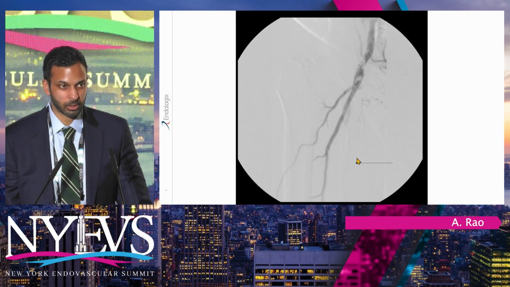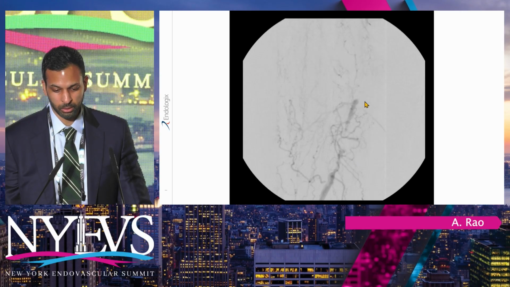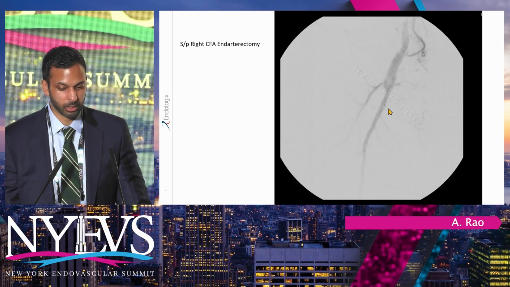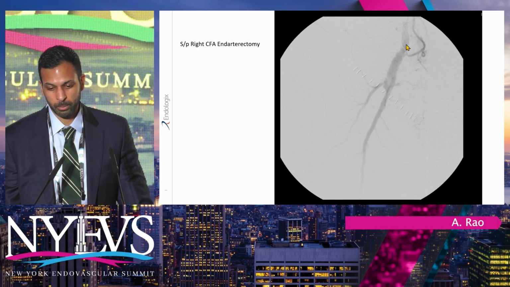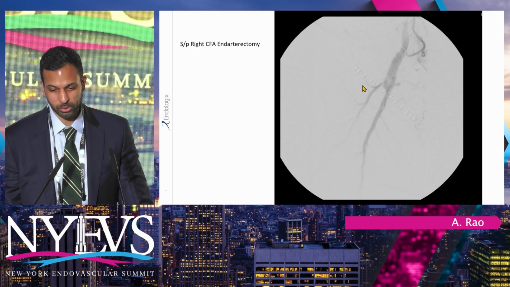So in this case, I opted to do almost a hybrid approach. So I did do a common femoral endarterectomy. And so I brought him back. He had CLI, so I didn't want to wait too long, so I think I brought him back a week or two later. But here you can see the common femoral looks a lot better. This is a pretty robust profunda, and you can even still see the staples are in there.